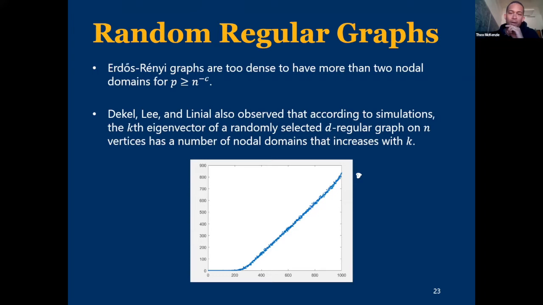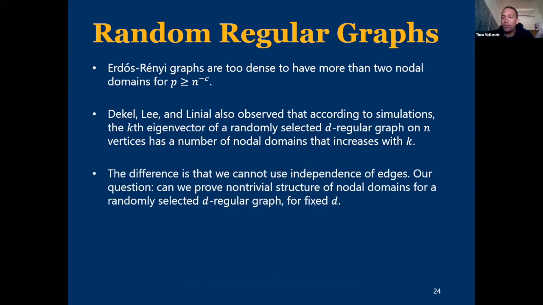The reason why it was tricky to prove this, remember this was just a simulation, is that we can't use the independence of edges anymore. Remember that in the Erdős-Rényi case, every edge was included independently, and then there are some very nice delocalization of eigenvector results that we can use there. Nevertheless, what we wanted to do is show that for this sparser model, the random regular graph model, there are many nodal domains.